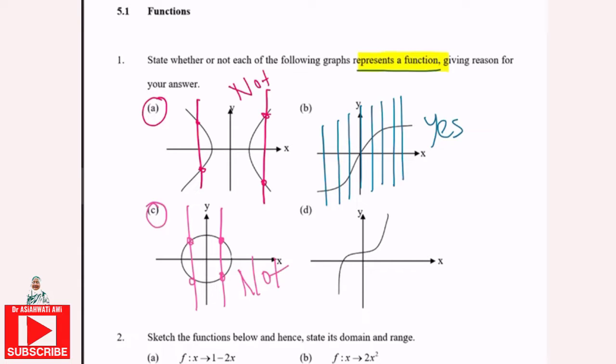For D, vertical line test. The vertical line cuts the graph at 1 point. So this is a function. So for B and D, the answer is that the given graph is a function. Okay, that settles number 1.